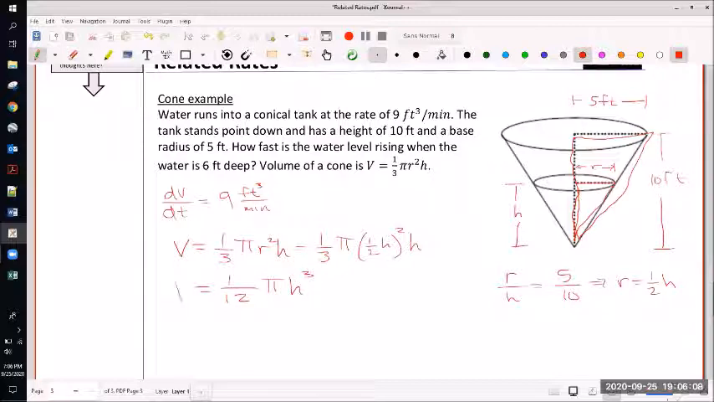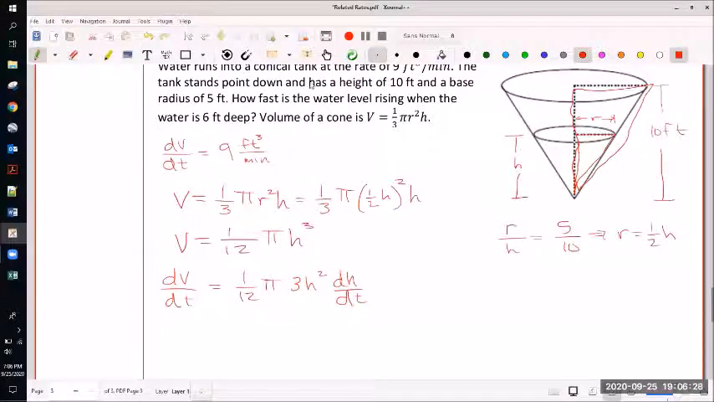Okay, we'll go ahead and differentiate this with respect to time. So we'll get dV dt is equal to 1/12 pi times 3h squared dh dt. We want to solve for dh dt. We want to know how fast the water level is rising when the water is 6 feet deep. So that is when h is equal to 6 feet. So we'll substitute these quantities in. We know dV dt is 9. We'll go ahead and cancel here. So 3 divided by 12 gives us 1/4. We'll have pi, h squared, so that'll be 6 squared, and then we have dh dt.